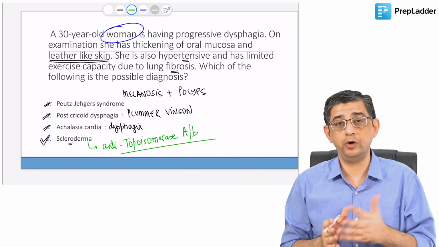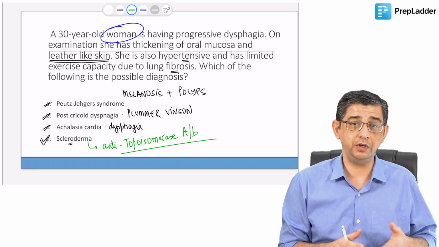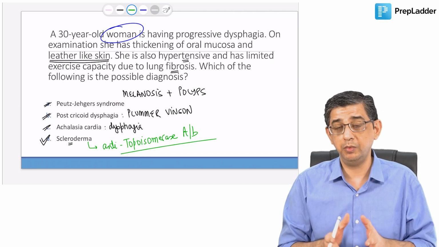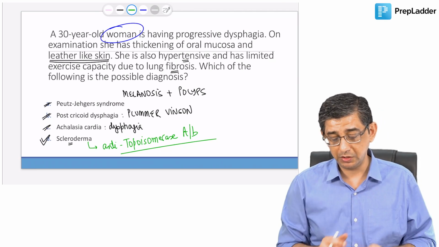And most of you abroad, they don't show you patients, and in the COVID scenario anyway, the clinical exposure will be much limited. The answer to this question is option number D.